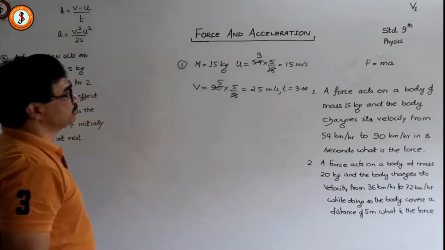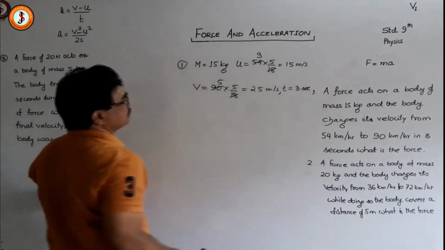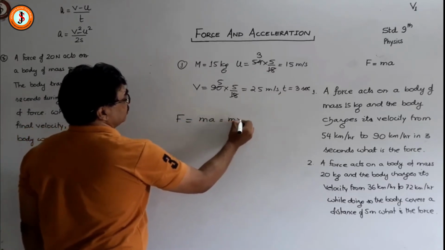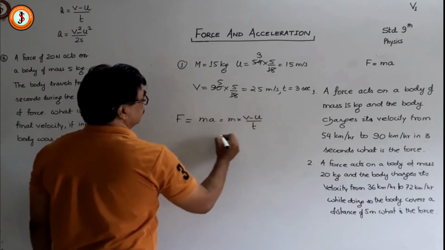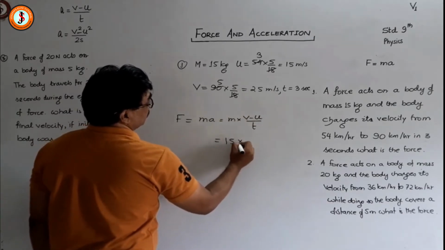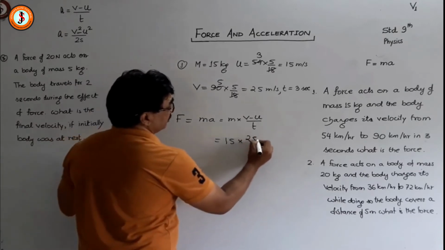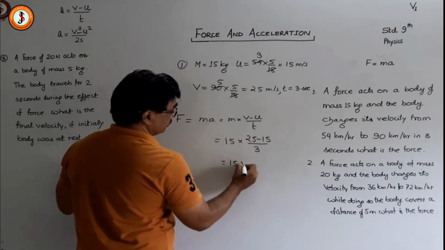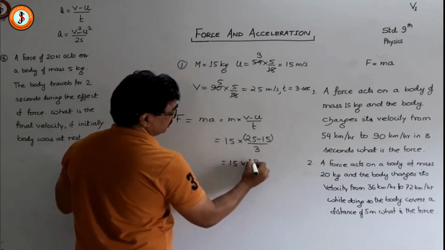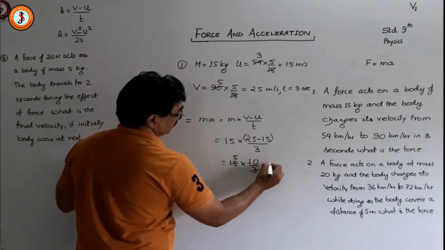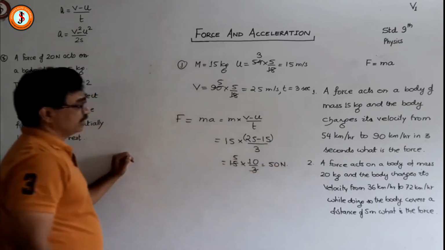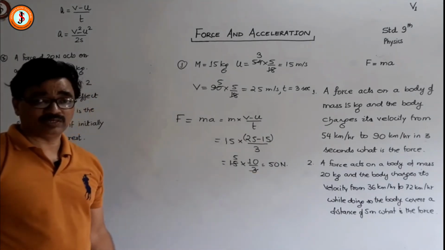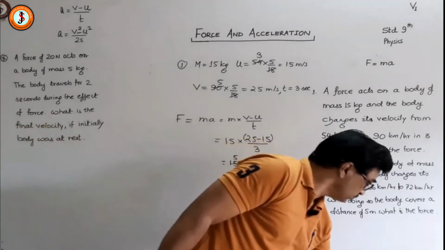So now we can easily do this sum. F is equal to ma, that is m into (v minus u) by t. So m is how much? 15. V is how much? 25. U is how much? 15. Divided by t, which is how much? 3. So 15 into (25 minus 15), that is 10, by 3. So 50 newtons. And if somebody asks in dynes, then just multiply by 10 to the power 5, you will get it. Now let us do the next question.